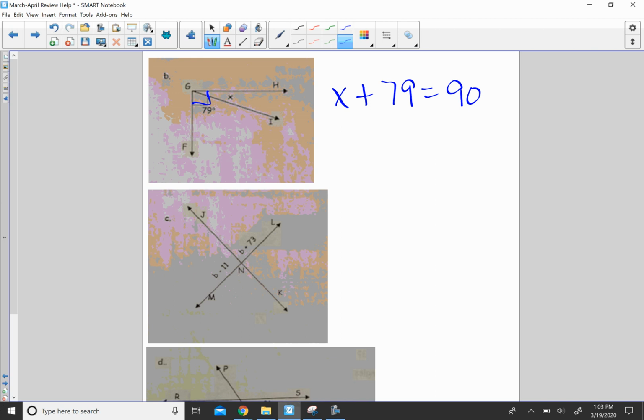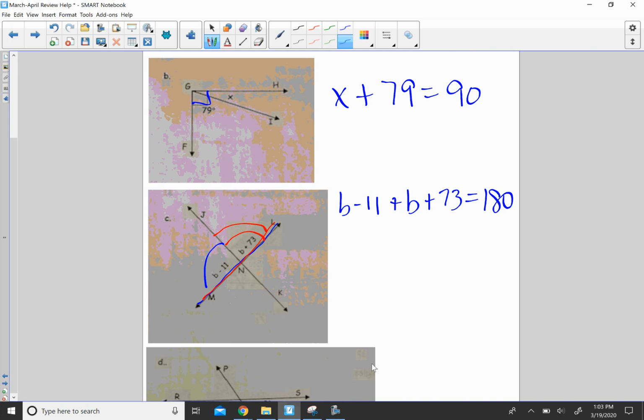In C, you have more info than you really need. On this line right here, you have angle MNJ, this one, and then you also have angle JNL, this angle right here. So I know that these 2 together are sitting on a nice straight line. So I would set up an equation that says B minus 11, that one angle, plus the other angle, B plus 73, equals a supplementary angle, which is 180 degrees. So again, solve that equation, find the value of B, so you can plug it in to find the angles.